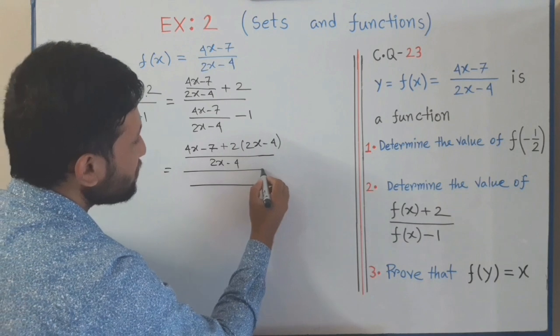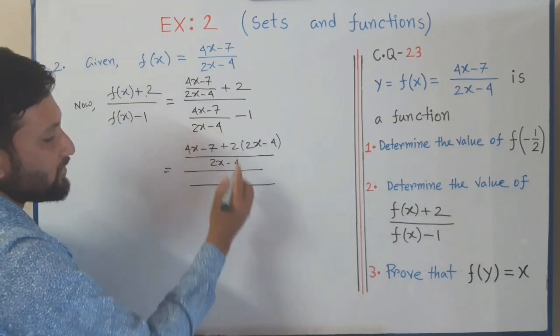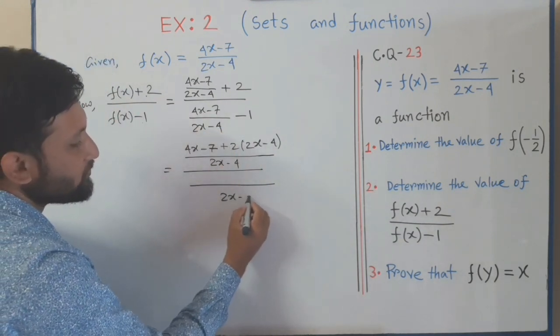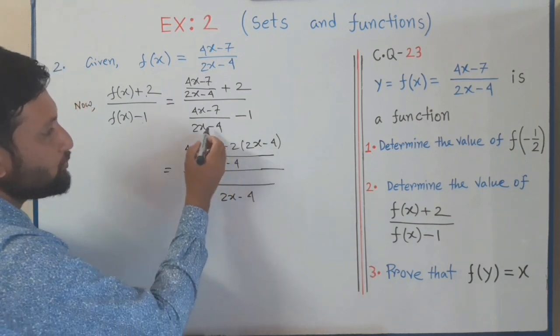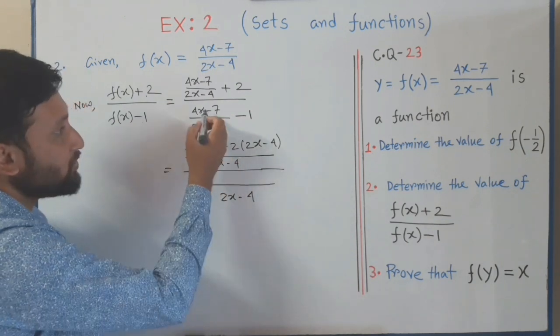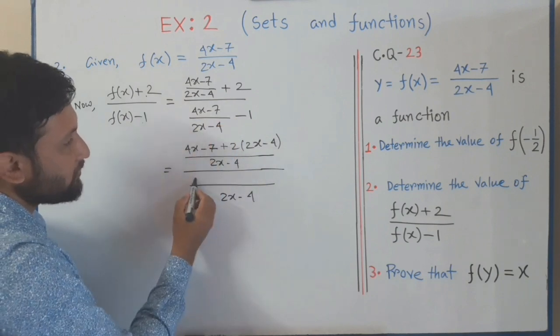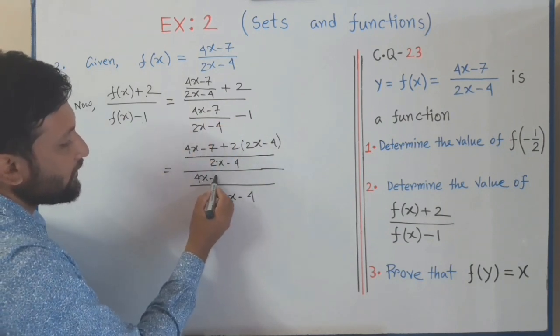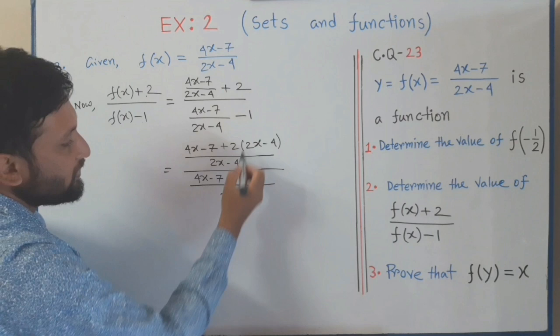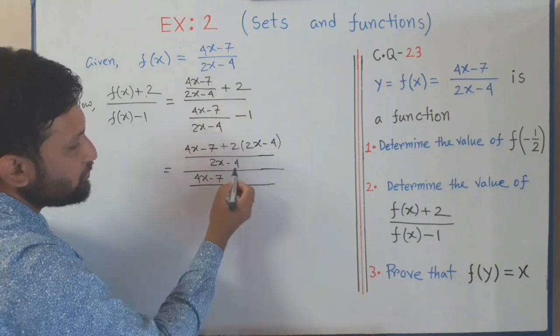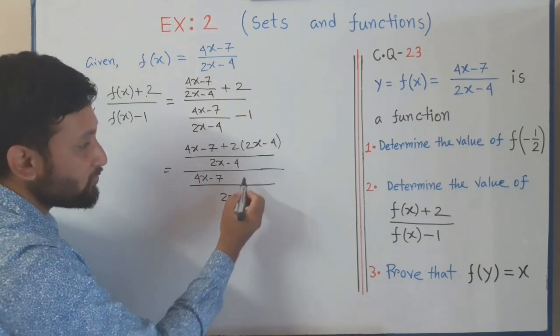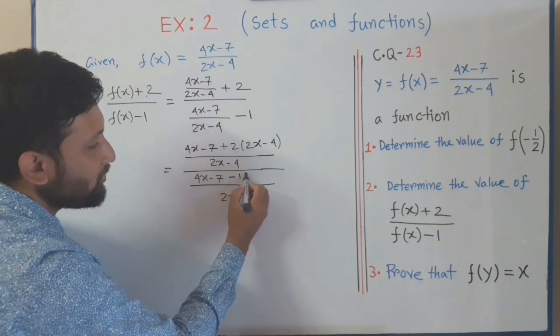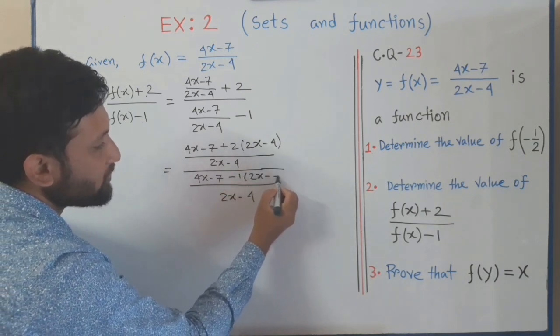Again in the denominator the LCM is 2x minus 4. Okay. And then 2x minus 4 vanishes, so just 4x minus 7. And then minus 1 into 2x minus 4, minus 1 into the LCM part 2x minus 4. So write down minus 1 times (2x minus 4).